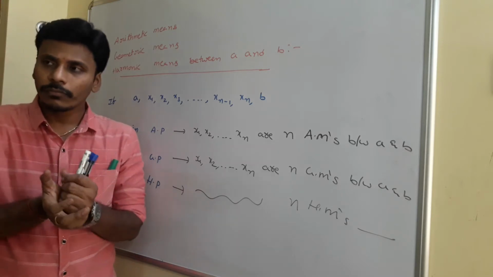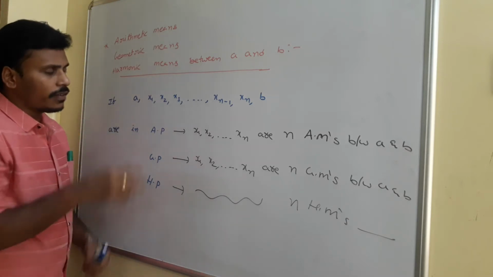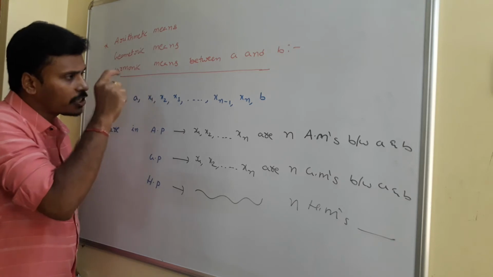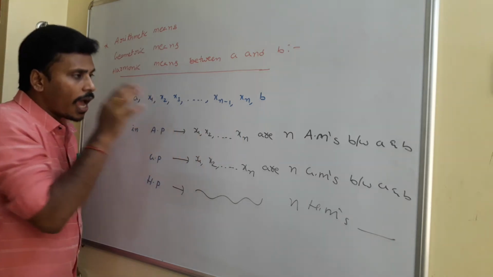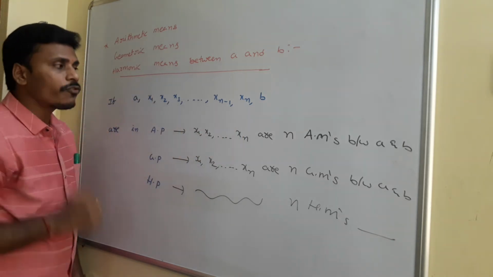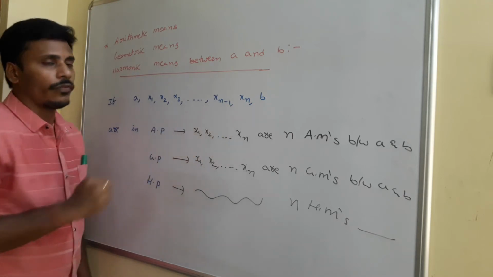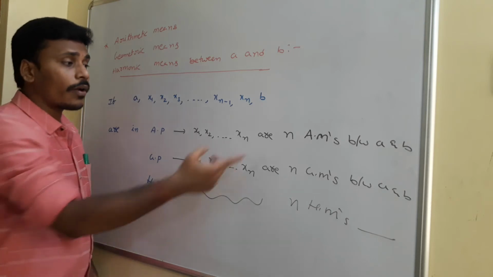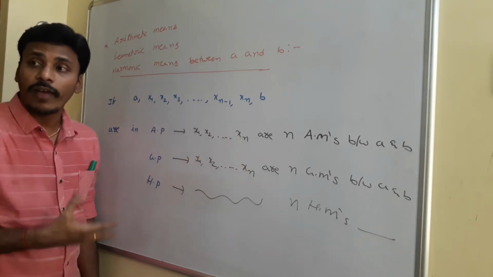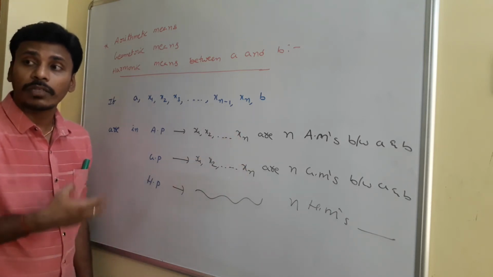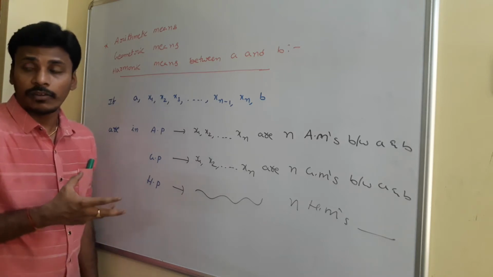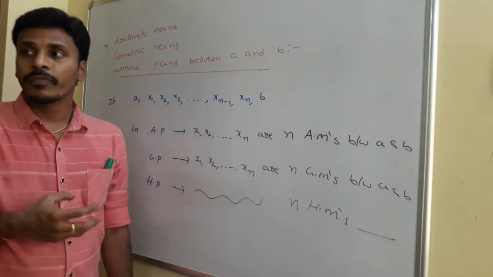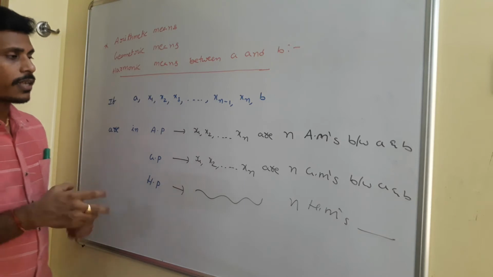There is no fixed situation to insert n numbers between A and B. Sometimes we may insert only one number between A and B. Sometimes we will insert two numbers between A and B, where our n becomes 2. And sometimes our value of n is 3, and sometimes our value of n is 4, like that, right? So I will give you a few examples, and after that we will discuss again.